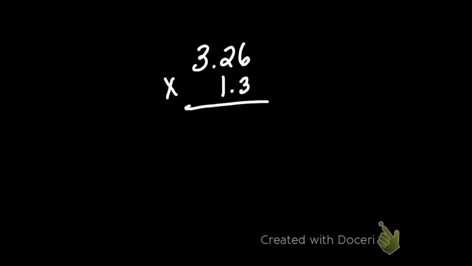Well, it's very similar to multiplying whole numbers. So it would almost be as if we were multiplying 326 times 13. The only difference is that we're going to have to be very cautious about where we place our decimal point, because you have sections of this number that are less than 1, and then sections of the decimal that are greater than 1, okay? So let's go ahead and get started.